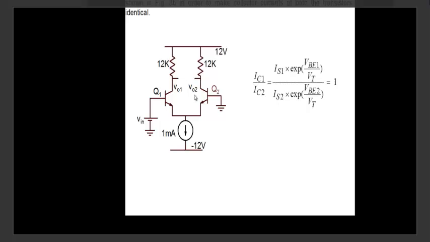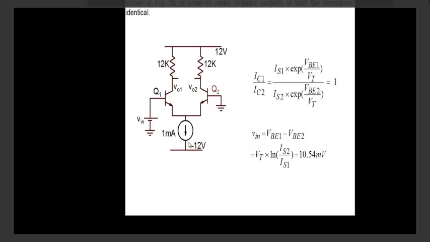Well, we do the same thing. IC1 by IC2 is IS1 by IS2 exponent VB1 by VT, this one here. Now the currents are the same, so we make it equal to 1. Note that if I start from here, Vin, write a Kirchhoff's voltage law, go here and come to ground here, you can easily see Vin equals VB1 minus VB2. The applied voltage Vin is VB1 minus VB2.